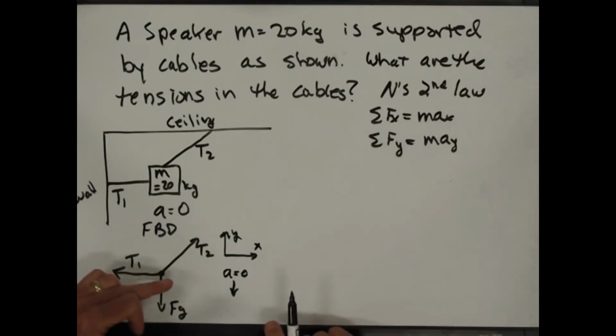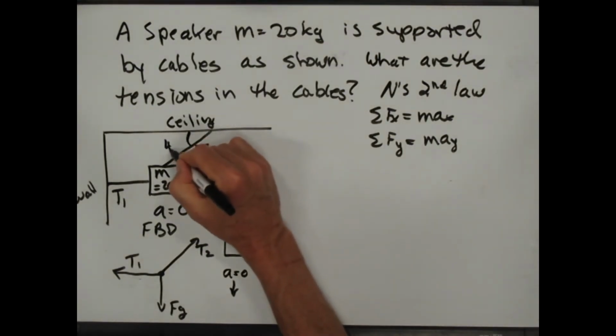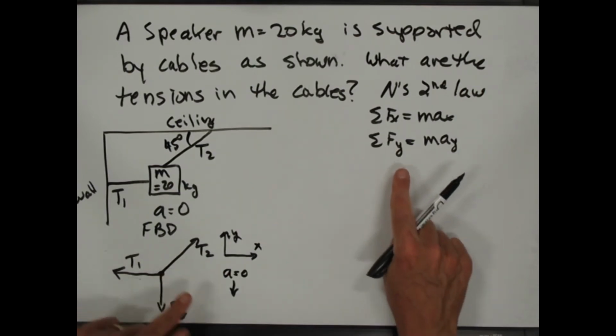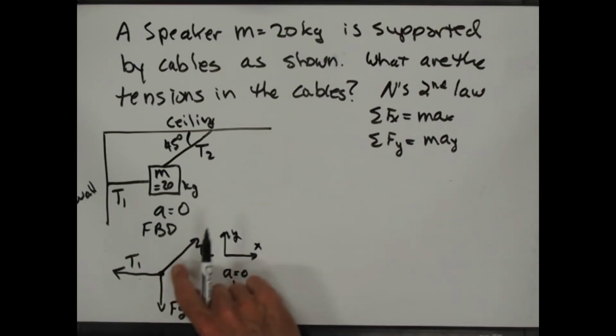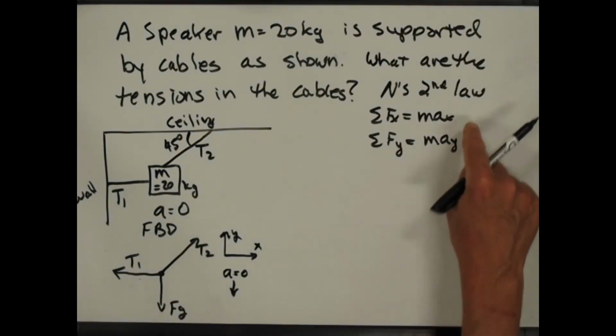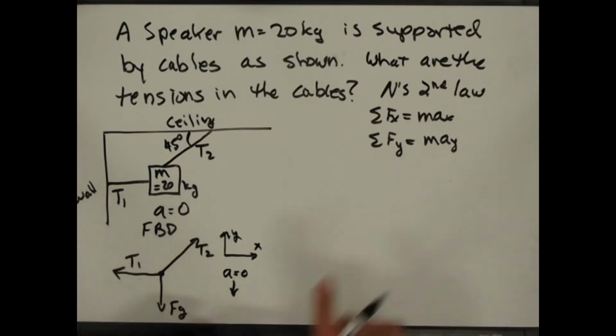The problem is I have forces here that don't fit into either one of these. This force here, T2, is not in the x direction, and it's not in the y direction. And so I have to use my vector skills and break this force up so that it has an x component and a y component, and I'm going to replace the force with its components.